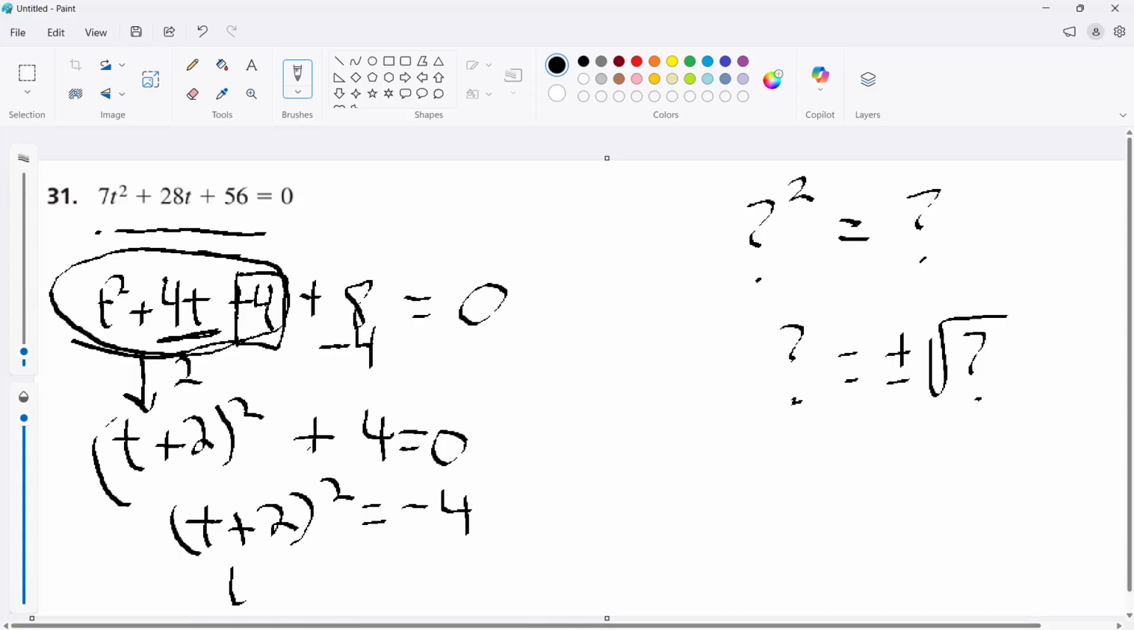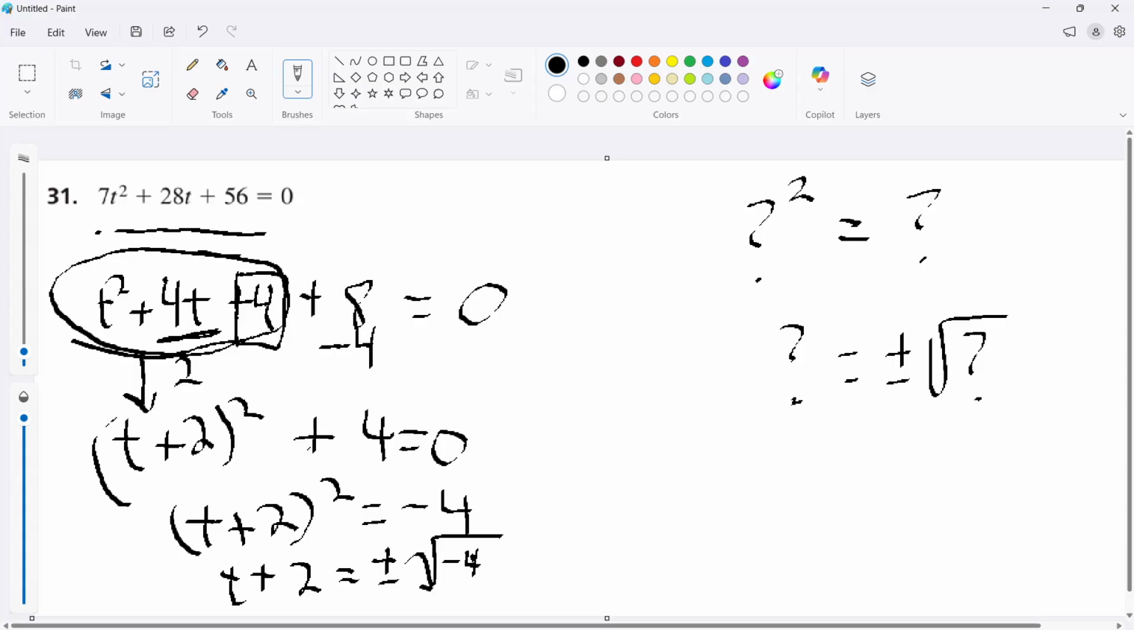T plus 2 equals plus or minus the square root of negative 4. Remember, the square root is positive. That's why I have to put plus or minus, because, for example, the square root of 4 is 2, but the square root of 4 is also negative 2. So if I had x squared equals 4, I need x equal plus or minus 2. But anyway, so t plus 2 equals plus or minus the square root of negative 4.